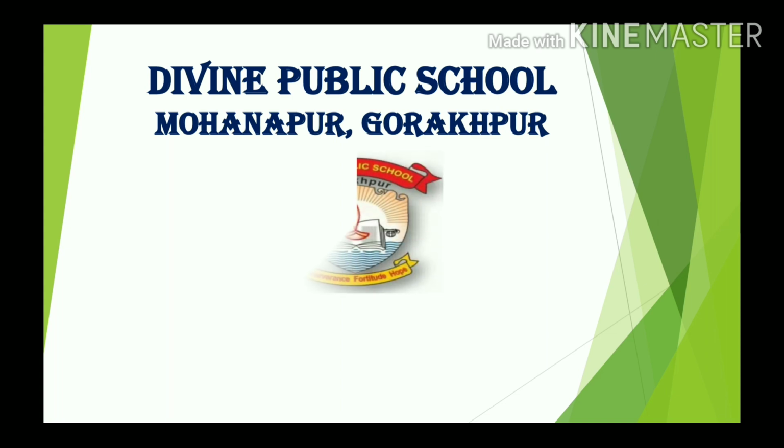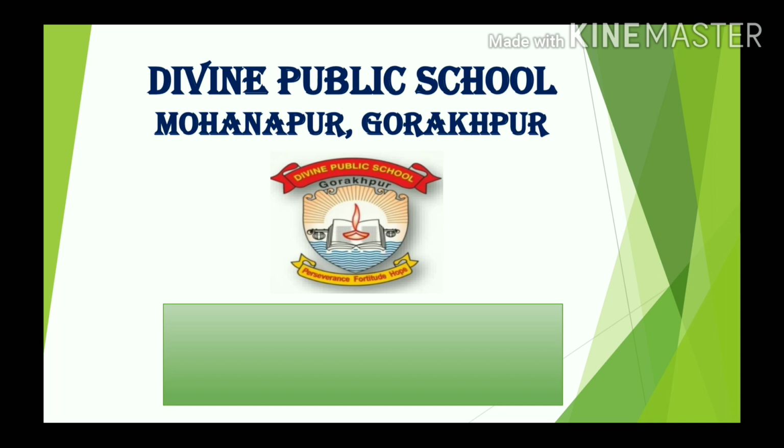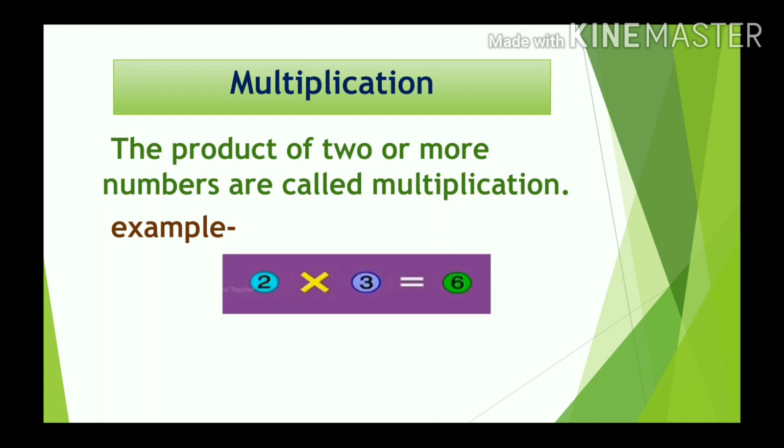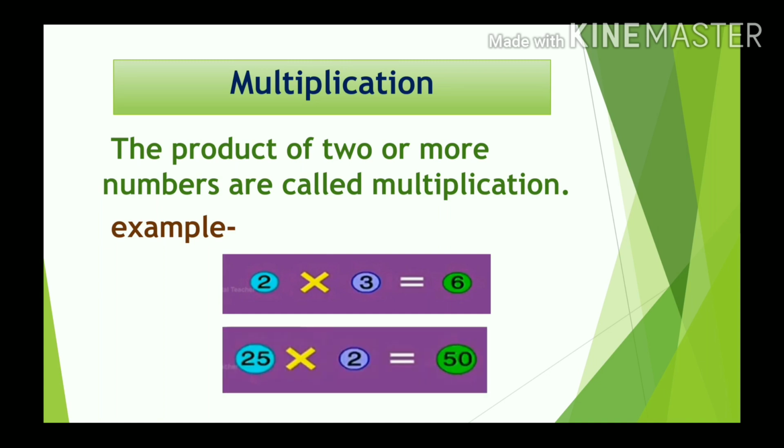I am your maths teacher Nahid Siddiqui of class 3rd, and today we are going to discuss the topic multiplication. First of all, what is multiplication? The product of two or more numbers is called multiplication. For example, if you multiply 2 into 3, then the product is 6. Same, if you multiply 25 into 2, you will get the product as 50.